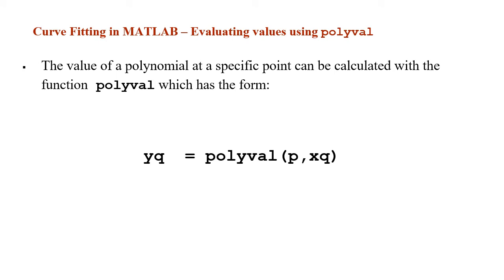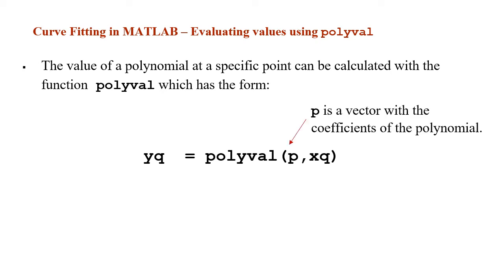After creating a polynomial model for the data points using the polyfit function, you can use the polyval function to evaluate the given polynomial at a specific point. The polyval function has the following form. P is the vector containing the coefficients of the polynomial, which can be obtained from the output of the polyfit function from the previous slide.